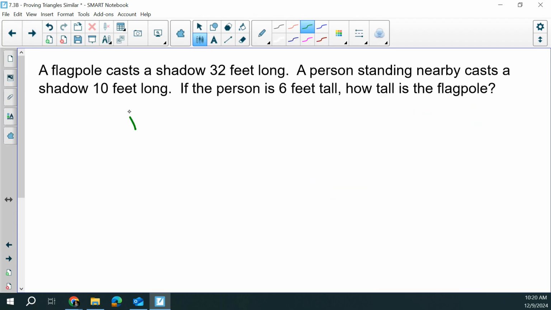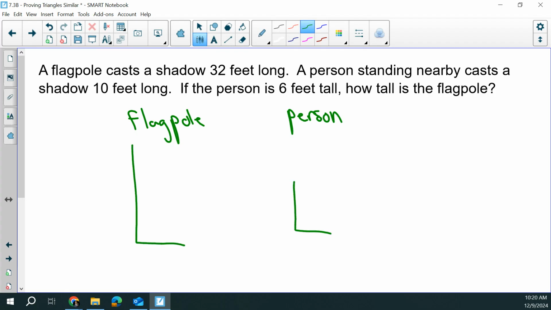Flagpole, one more. So we have a flagpole and a person. Okay, let's see. This is my flagpole. There's a shadow. Here's my person. There's their shadow. So the shadow is 32. The person is standing nearby, casts a shadow of 10 feet long. The person is 6 feet tall. How tall is the flagpole?